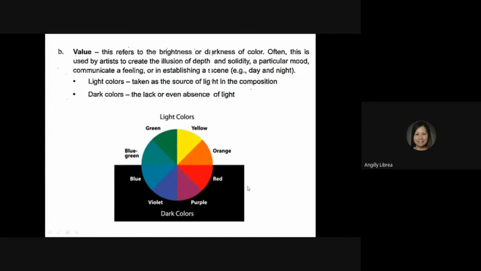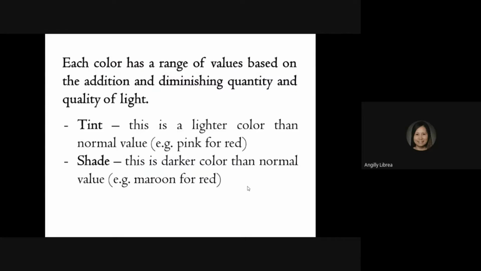Next one is value. This refers to the brightness or darkness of color. Often, this is used by artists to create an illusion of depth and solidity, a particular mood to communicate a feeling, or establishing a scene, for example, day and night. So, light colors are taken as the source of light in the composition, whereas dark colors, the lack or even absence of light. However, we can identify the color even when a range is presented to us. Expectations are also established based on the notion that yellow is within the light value, whereas violet is in the dark value.